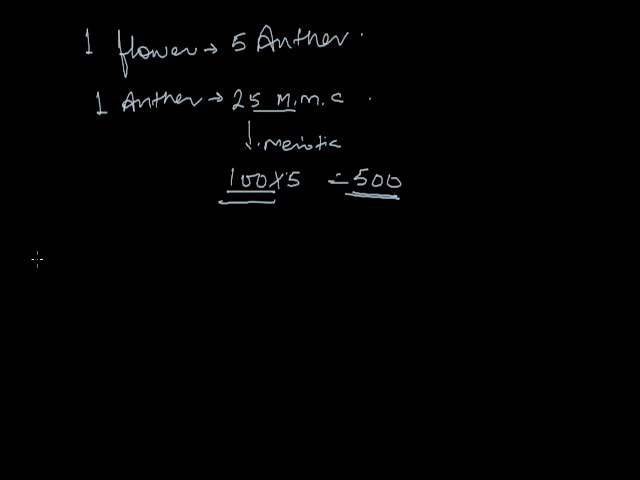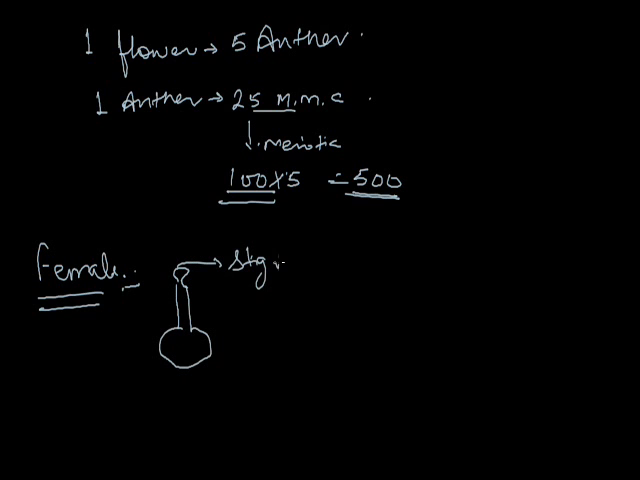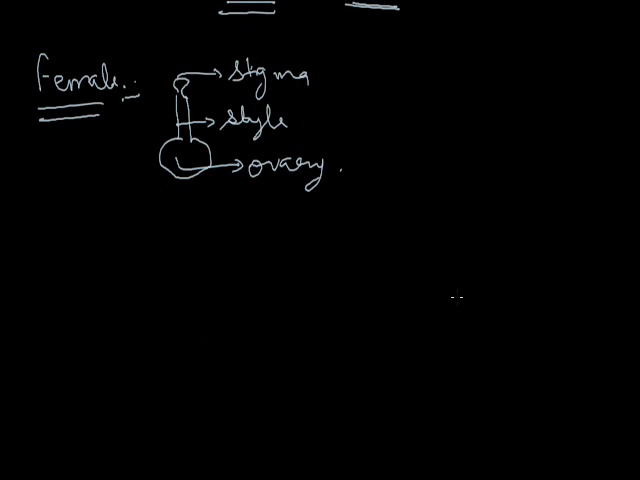Next, we have seen how the pollen grains or the microspores form in the male plant. Similarly, if we talk about the female plant, we have seen the female reproductive organ is made up of three parts: stigma, style, and the ovary. Now, what is the role of all these three parts in the fertilization process or in the reproduction process?